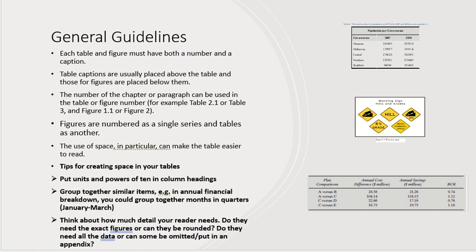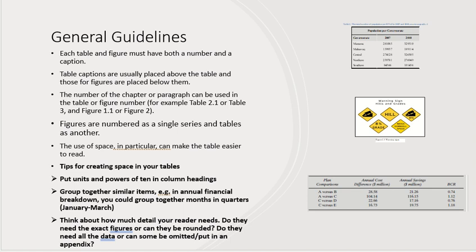Okay, some general guidelines. Each table and figure should have a caption and a number, same as the headings: you have heading 1, 2, 3, and then you give a caption. Figures and tables should have a number and a caption as well. Table captions are usually placed above the table, so the table number and caption come first and then the table. Figure captions and numbers are placed under the figure. Caption meaning the title.